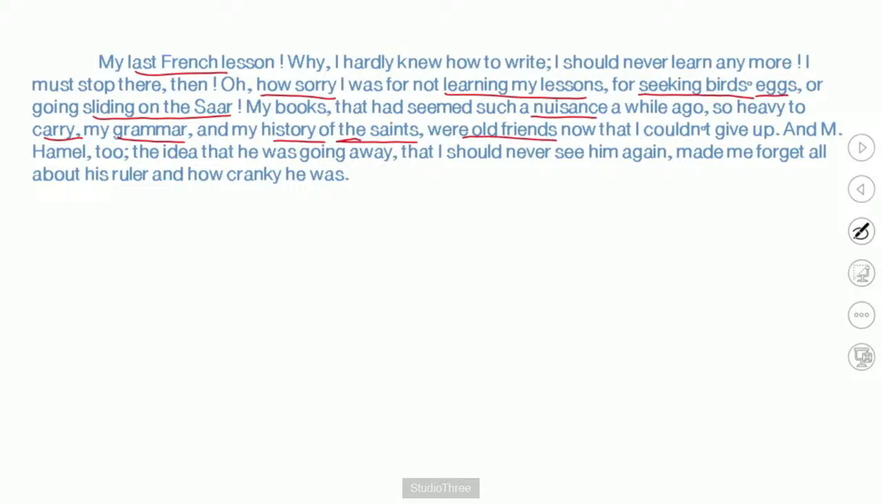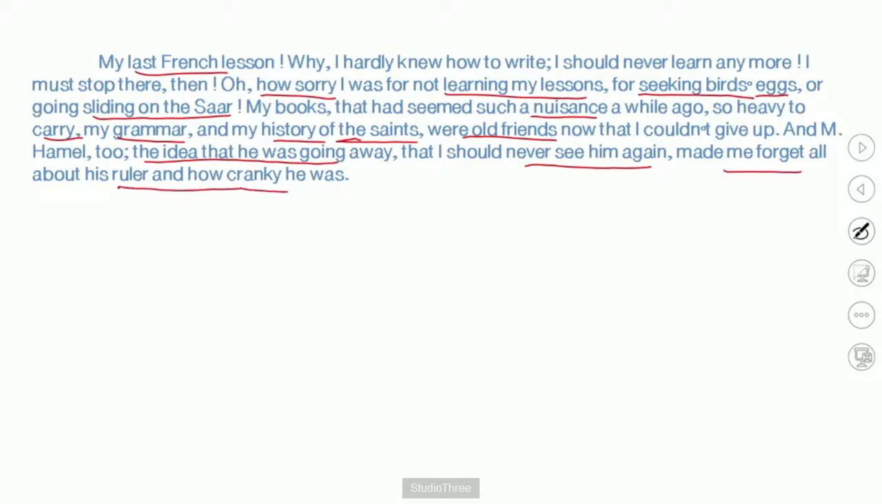Means he entered into the past, how his teacher Mr. Hamel taught us history, grammar, the history of saints, all these things. And now it has become hard for him to understand. How is it possible to understand the idea that Mr. Hamel will leave us, leaving this our state? We will never see him again, and we never forget him, how his ruler and how cranky he was.